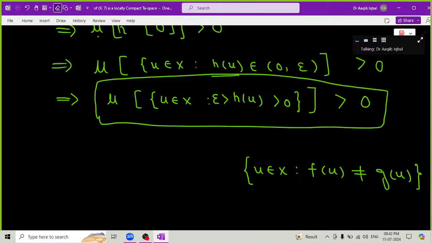take this set, and take the second set, the set of all those u's in x such that 0 is less than f of u minus g of u is less than epsilon. Can someone from you tell me, what is the relationship between these two sets? There is a relation between these sets, can anyone tell what is the relation?